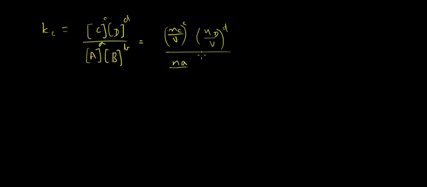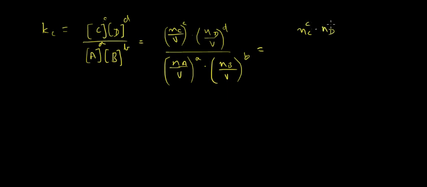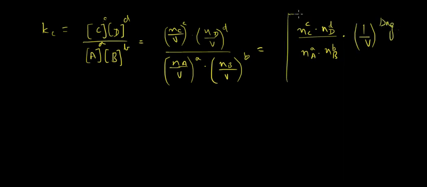And for A, this is capital A, upon V. Similarly for B. So simplifying this, we will get Nc to the power c and Nd to the power d, over Na to the power a and Nb to the power b, multiplied with 1 upon V to the power delta Ng. Delta Ng is nothing but (c plus d) minus (a plus b). So this is the form we get of Kc.